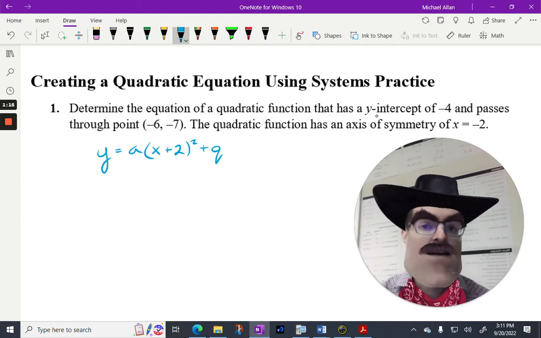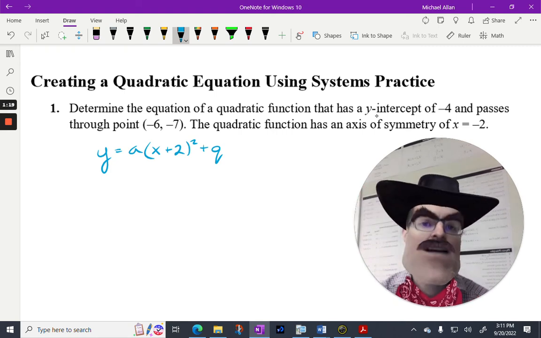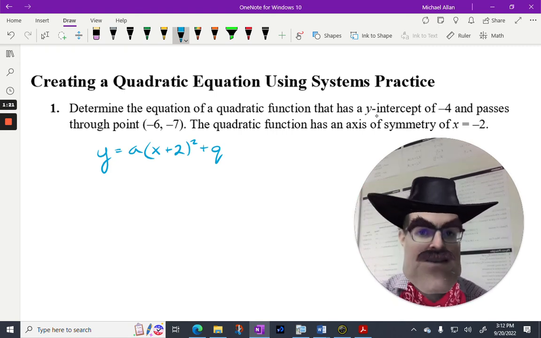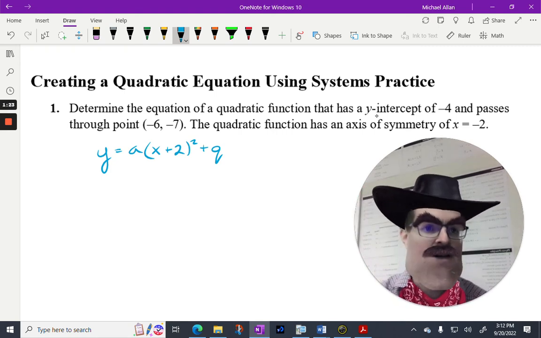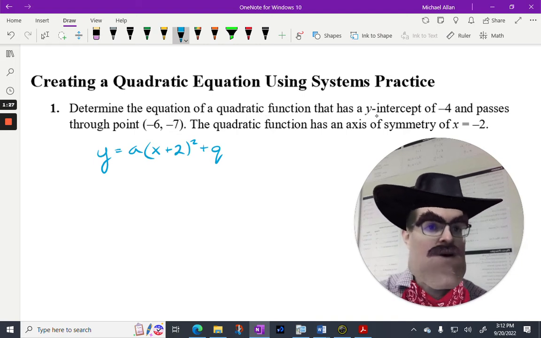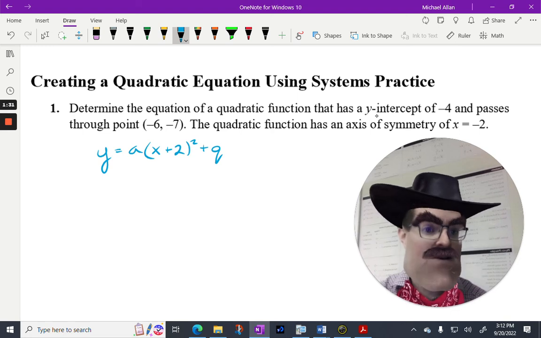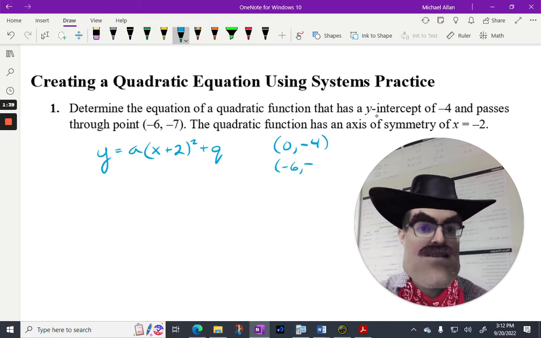Okay? So it looks like the next question down there, where we're given this p value, but we're trying to find the a and the q, and we have to use these other points. So the y-intercept is a point on a graph. It has an x value. Remember, to find the y-intercept, you had to make x equal to 0. So we have the point (0, -4), and we also have the point (-6, -7). So we've got to use those two points to help us figure this out.